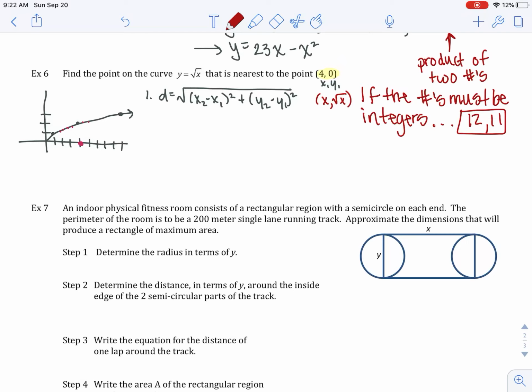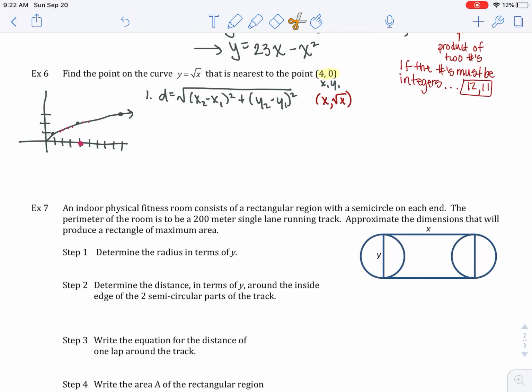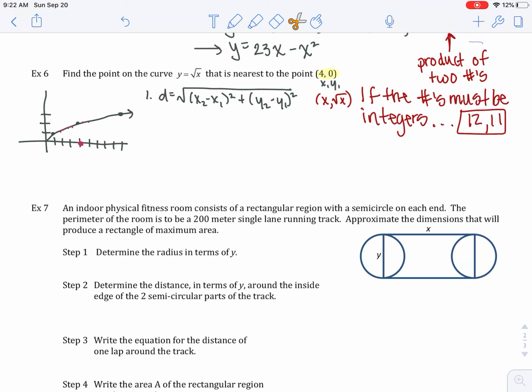So let's plug in. I'm going to make some room here. Get this guy smaller. That failed. Alright, it's being stubborn. It wants to stay like that. Okay, so let's plug in. Distance equals the square root of (x minus 4) squared plus (square root of x minus 0) squared.